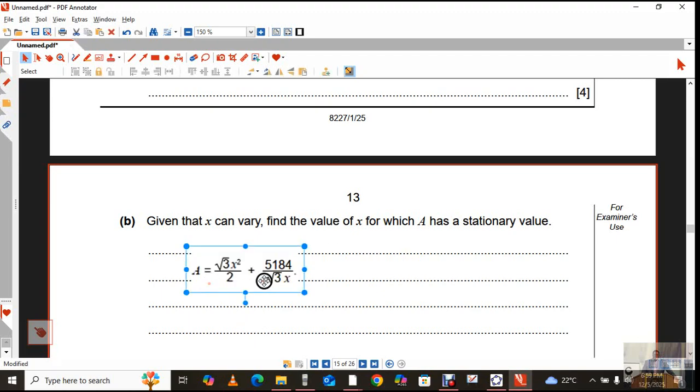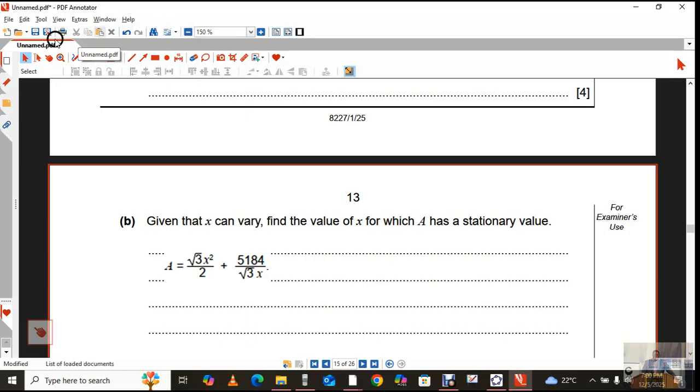I'm just going to paste that again. They say given that x can vary, find the value of x for which A has a stationary value. In order to do that, you have to do differentiation. The moment they say stationary value, it means dA/dx should equal 0. So we have to do differentiation.